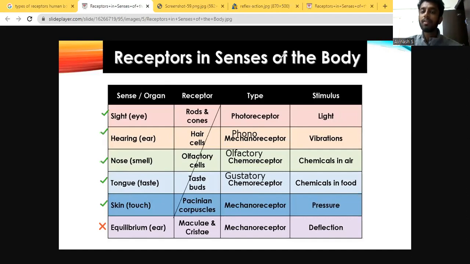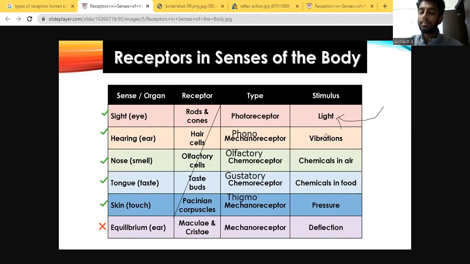Now, the stimulus that we will be getting from the outside of the body is nothing but light, vibrations, chemicals in air, chemicals in food, and pressure. When we say pressure, it's not only pressure. I'll give examples for all of this. For example, light. For example, you're riding a bicycle.